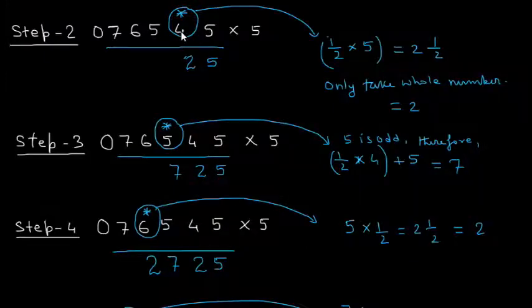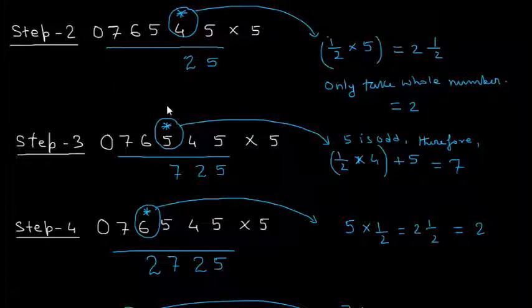Next number is 4. So in this case, first we'll get half of its right hand side neighbor, that is 5. Half of 5 is 2, 1 by 2. Take only the whole number part, that is 2. Don't take the fractional part, half. So put 2 here.